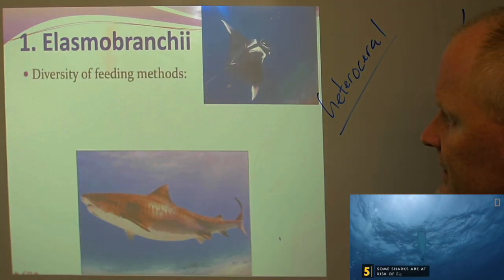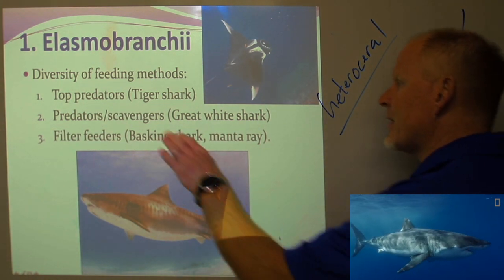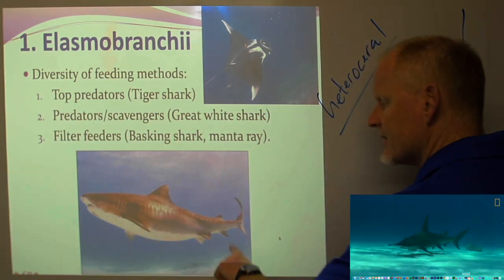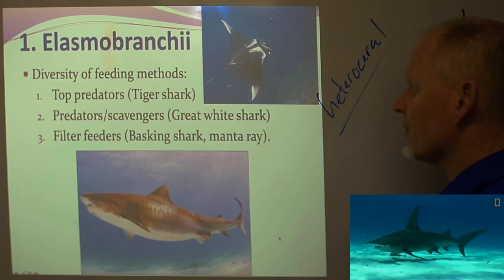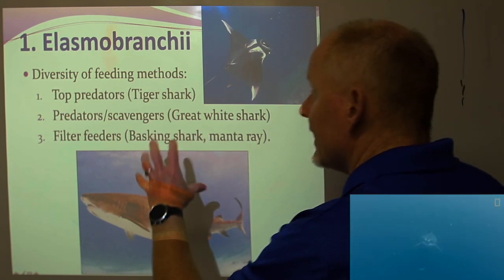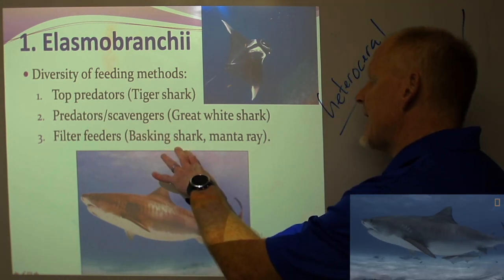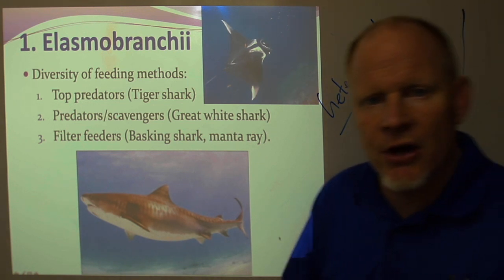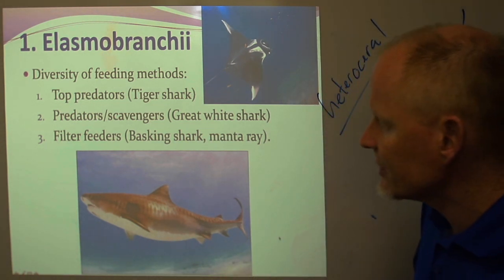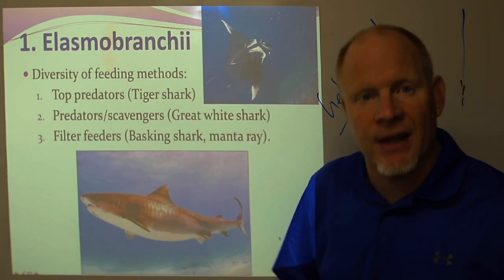A couple more elasmobranchs here. There's a diversity of feeding types. So you have top predators, you have apex predators like the tiger shark. Here's a nice tiger shark down here, right? Highly feared in Hawaii. You have predators and scavengers that eat dead and live things like great whites and bull sharks. And then you have filter feeders like basking sharks, manta rays, whale sharks, megamouths. They actually are filter feeders. So you got a number of sharks feeding on different trophic levels, if you will.